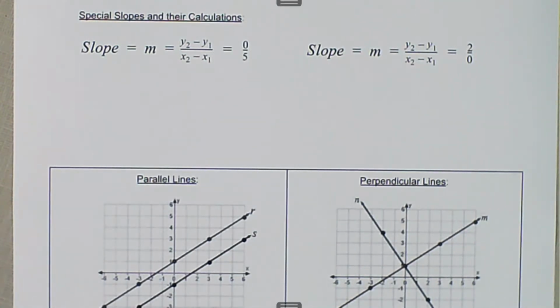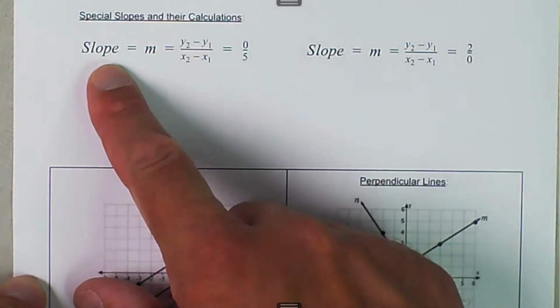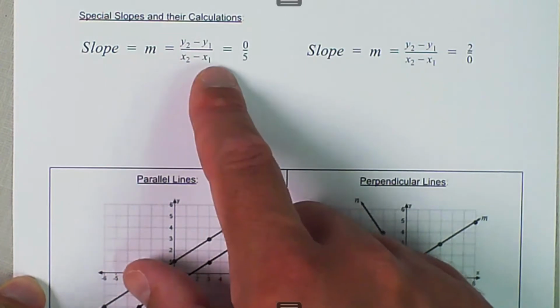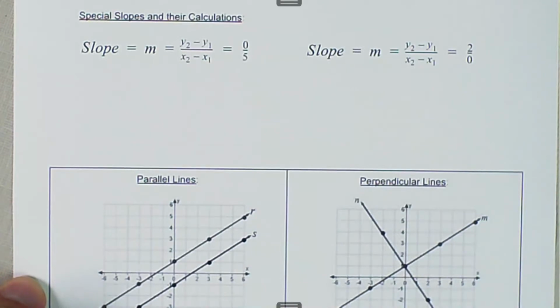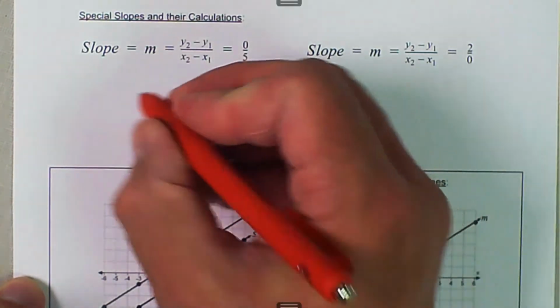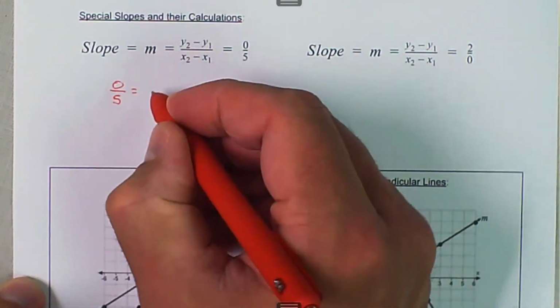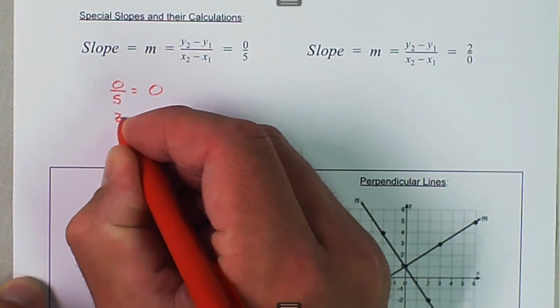We are talking about slopes of lines and equations of lines, and one thing we need to talk about are special slopes and their calculation. In this case, we have two slopes that we need to talk about. We have the slope equation, m equals, and in this case, we have 0 over 5. If you substitute this into your calculator, 0 divided by anything is still 0. So this has a slope of 0.